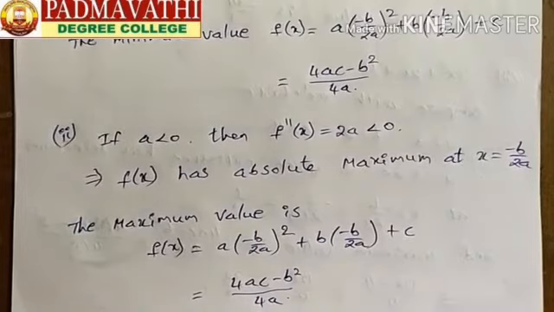So the same theorem, the two cases, we got here. If a is greater than 0, then f of x has an absolute minimum at x equal to minus b by 2a, and the minimum value is 4ac minus b square by 4a. If a is less than 0, then f of x has an absolute maximum value at x equal to minus b by 2a, and the maximum value is 4ac minus b square by 4a. So these are the maximum and minimum values of a quadratic expression.